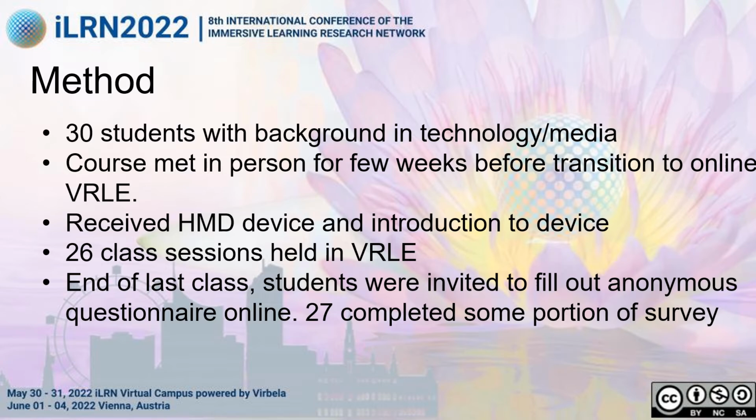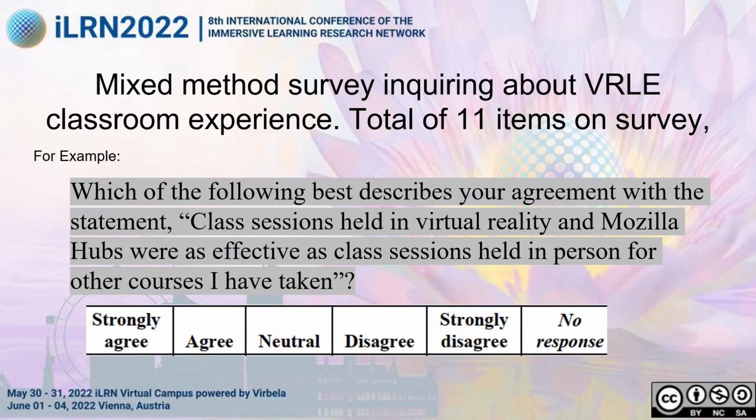At the end of the last class session, the students were invited to fill out an IRB-approved anonymous online questionnaire form. 27 of the 30 students completed some portion of the survey. The mixed method online survey included items such as Likert scale items and open-ended question and answer items.